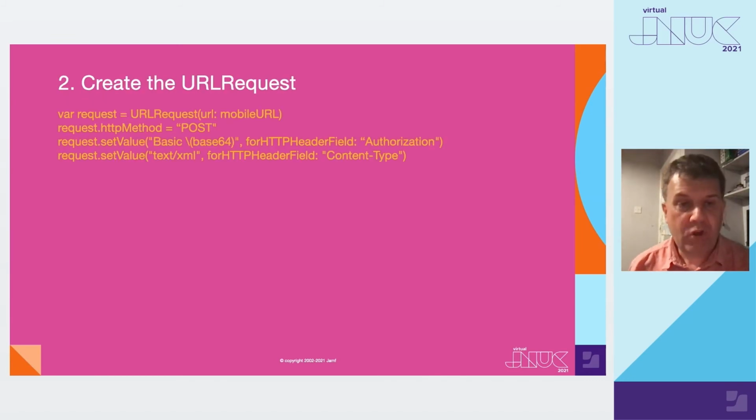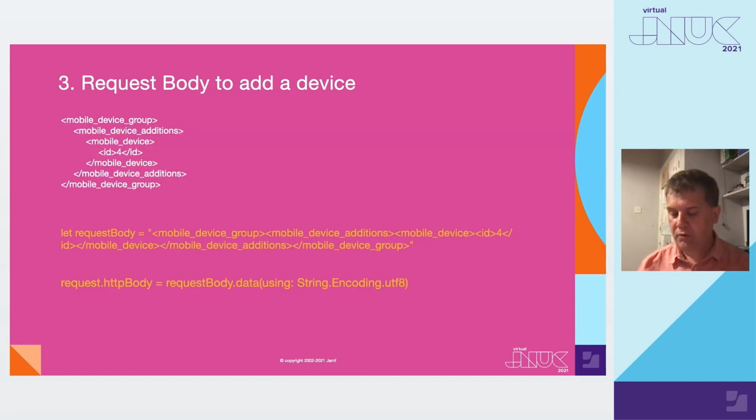So we can create the URLRequest as normal. We're going to set the method, the authorization, and we are uploading a payload. So we're going to set the content type to XML, because that's what we can use. And then we're going to need to create the XML body. In this case, the XML in white is what we want to recreate. And you notice we've got the mobile device additions attribute. This will specify that we're going to add a device to that static group. And then we've got the ID. We can specify the ID of the device we want to add. So we recreate that as a string, and then we pass that to the httpBody on the request.